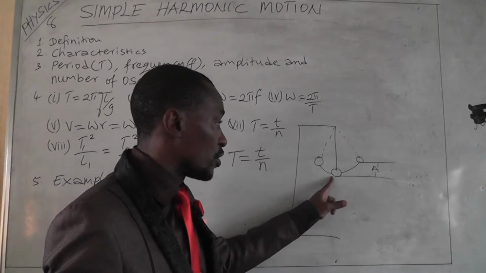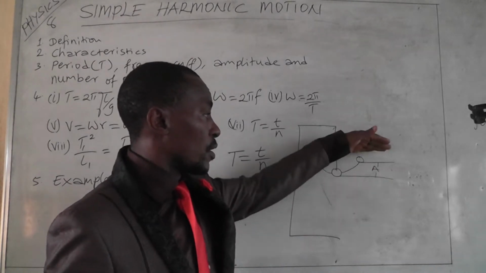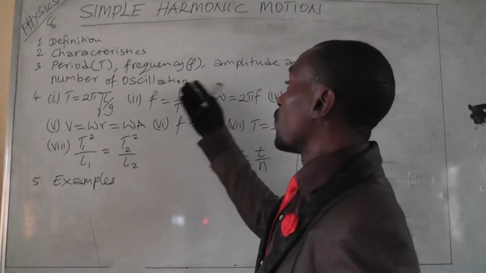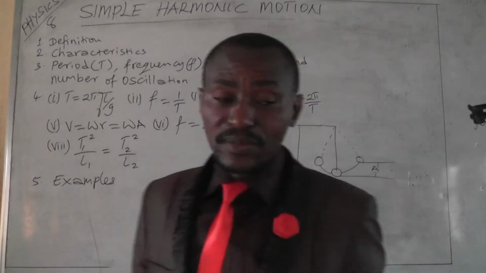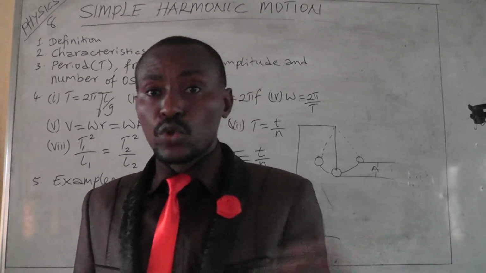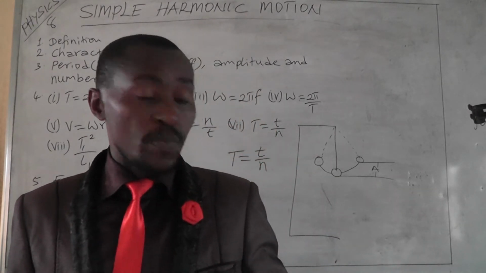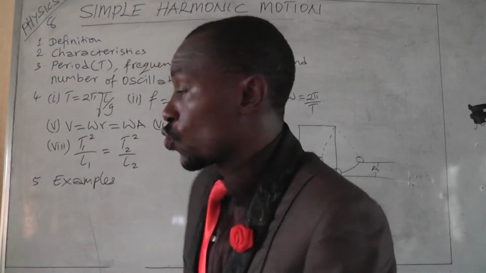Can you see the equilibrium position here? Displace it from here to this point. Now, that is for amplitude. Number of oscillation, we've explained that. It moves to and fro is 1 oscillation. That's how you count it. When we get to practical aspects, we'll deal with that squarely.